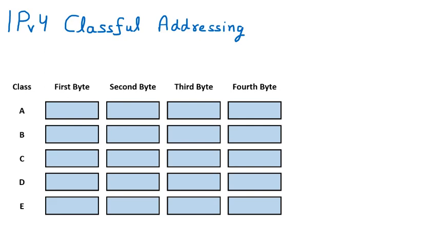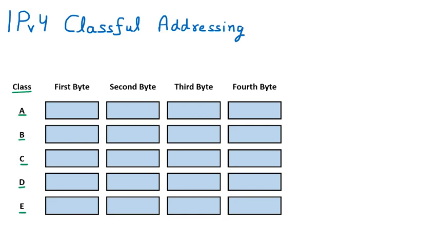Now we are discussing the topic IPv4 classful addressing. As the name signifies, classful addressing means IPv4 IP addresses are divided into different classes. There are 5 classes into which the IP addresses are divided: class A, class B, C, D and E. So these are the 5 classes in which the IPv4 addresses are divided.